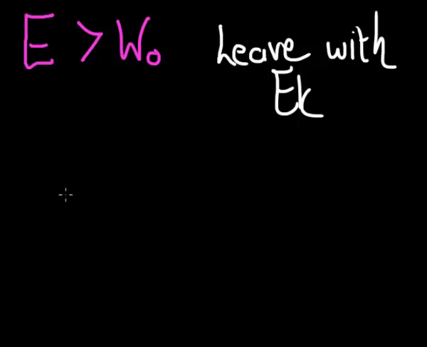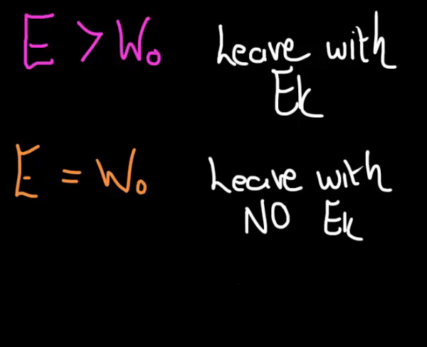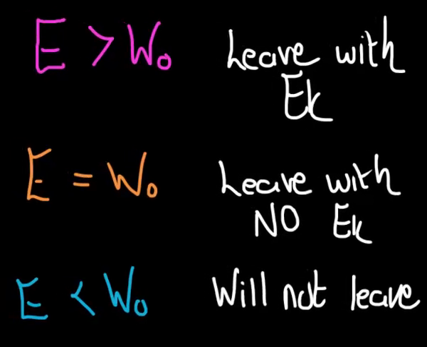So when the energy of my photon in this case is greater than the work function, then my electron will be able to leave with a kinetic energy. If my energy though is equal to my work function, then my electron will be able to leave but with no kinetic energy. And if the energy of the photon is less than the work function, then the electron will not be able to leave.